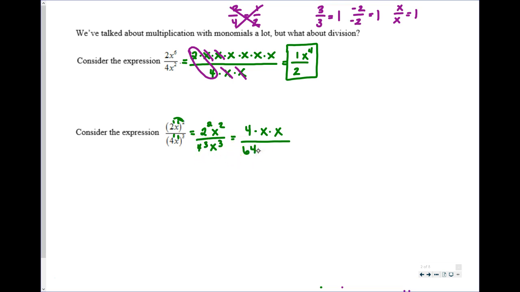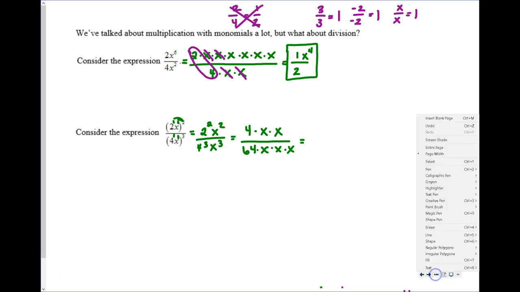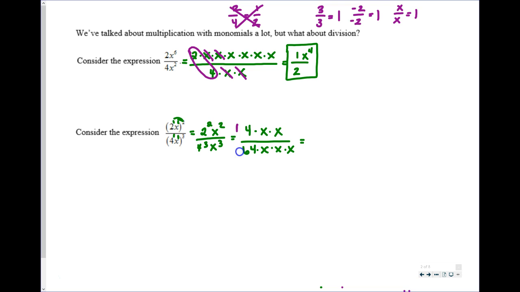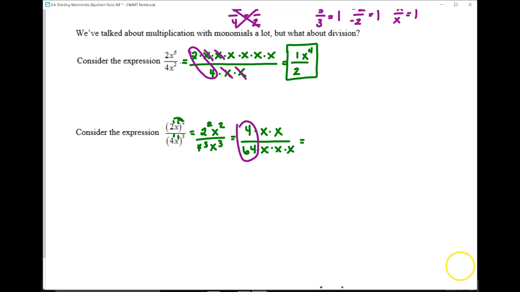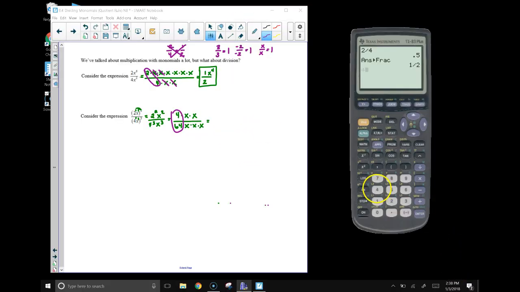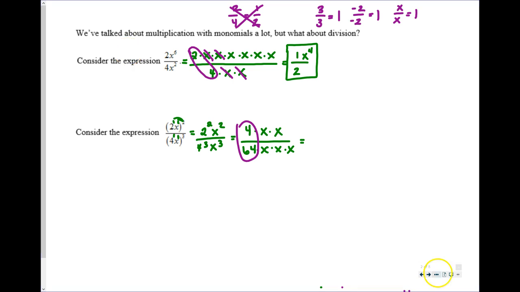4 times 4 is 16. 16 times 4 is 64. And then I've got 3 x's on bottom. Okay? So now I'm going to worry about the fraction first. 4 divided by 64. I don't want to reduce that in my head if I've got a calculator, so I'm going to put 4 divided by 64 in here, hit math, enter, and I get 1/16. So for my next step, I'm going to put a 1 on top and 16 on bottom.